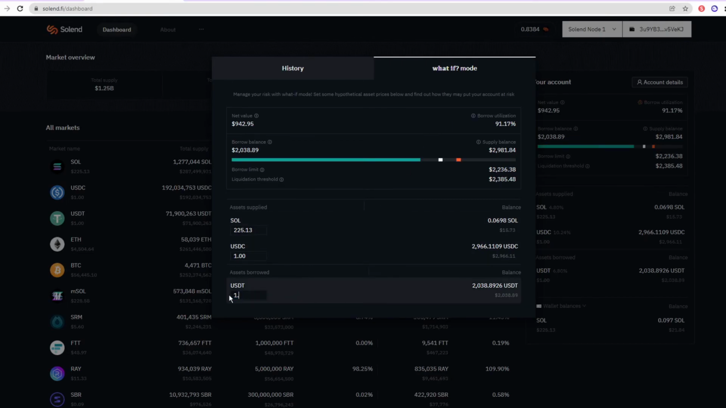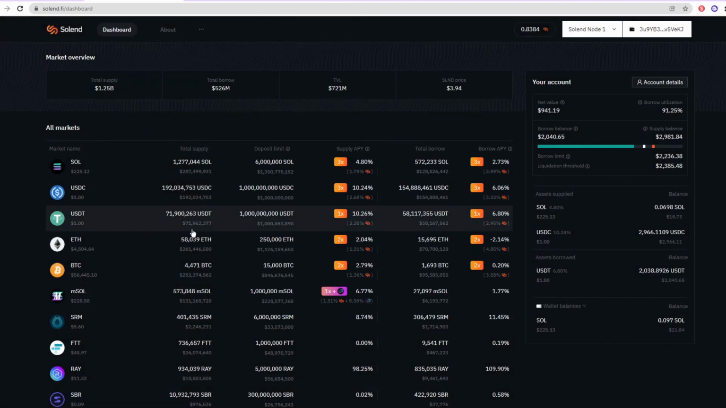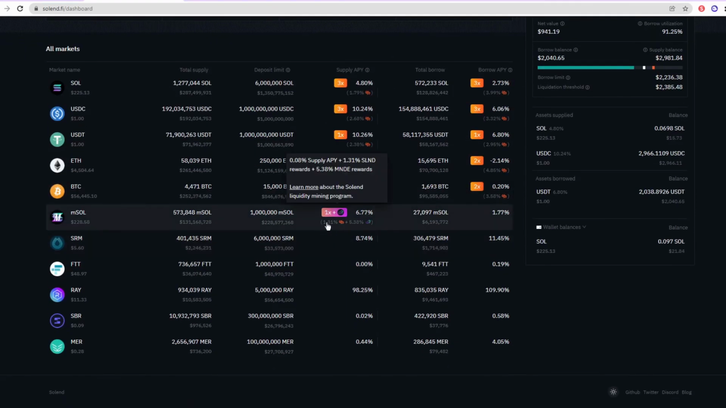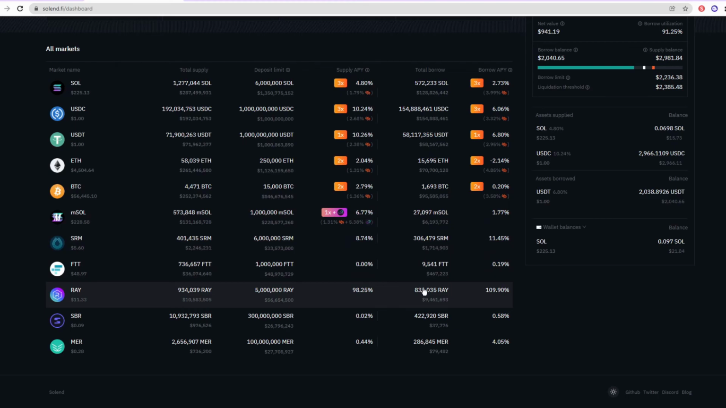If it goes up to 1.1, of course USDT is a stablecoin, it doesn't go up there, you can see that I exceeded my borrow utilization, but I'm not touching my liquidation threshold, so I will not be liquidated. I will be liquidated if it goes up to 1.5, things like that. So this is where you can test and set up scenarios to see what can possibly happen. It's a very, very easy user interface, and if you're interested to borrow and supply tokens, I think this is a very good protocol to use.